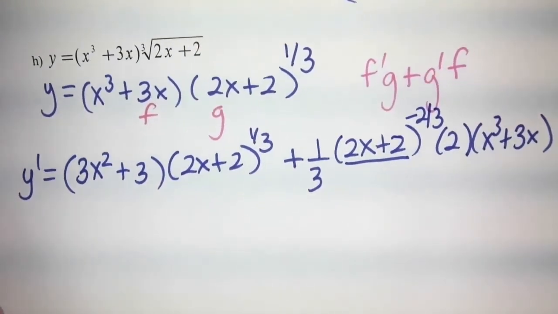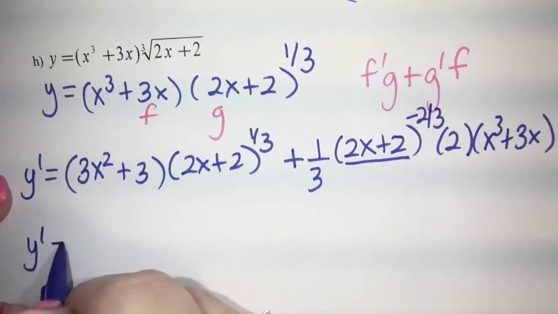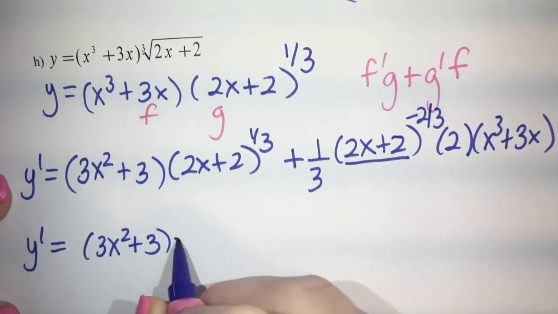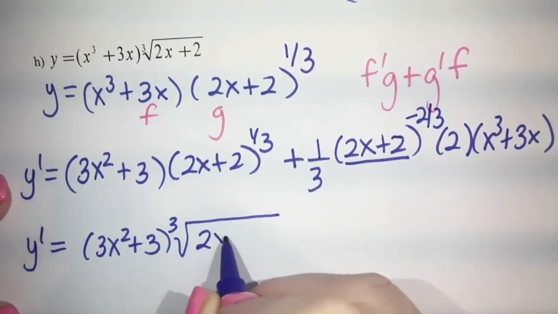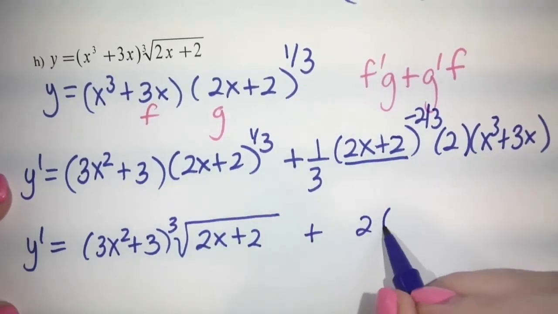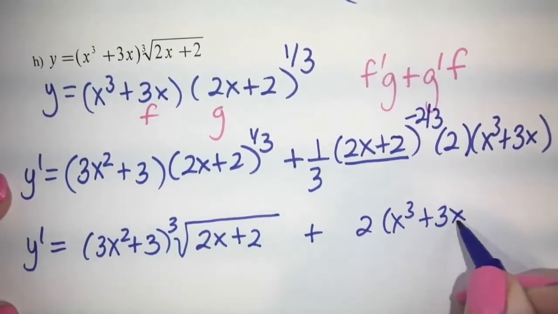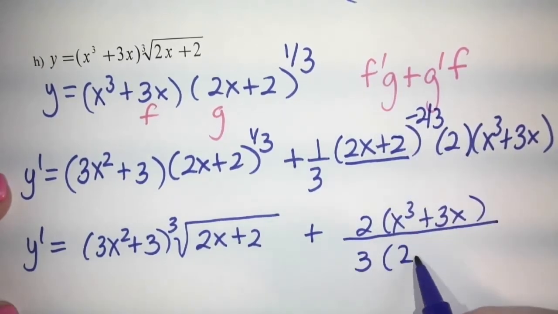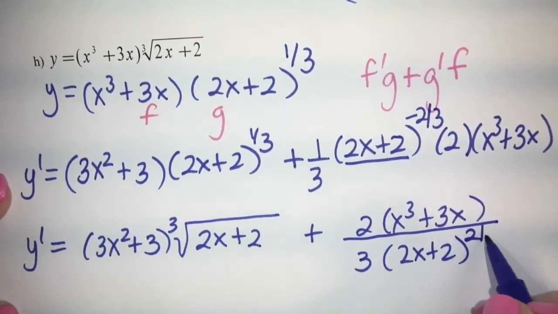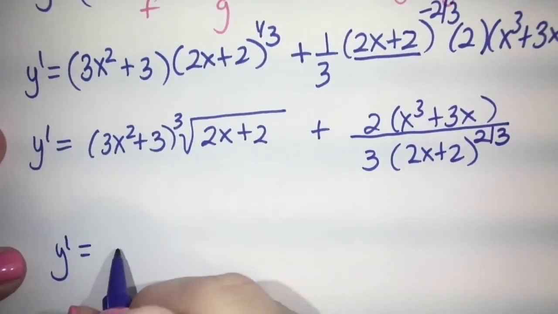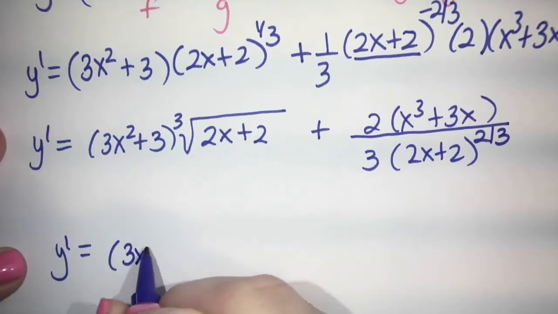So we'll write these back as the roots rather than having the 1/3 here. So 3x squared plus 3 times cube root 2x plus 2. This one will leave the 2 on the top and the x cubed plus 3x on the top. And on the bottom, we'll move this back down. So this is 2x plus 2 to the positive 2/3. And they may leave that, or they might write it as a root.